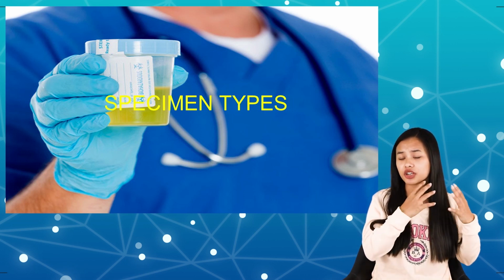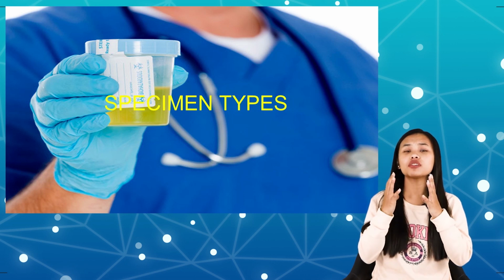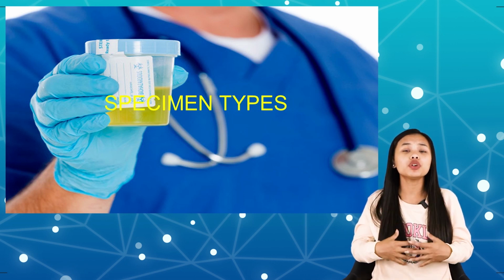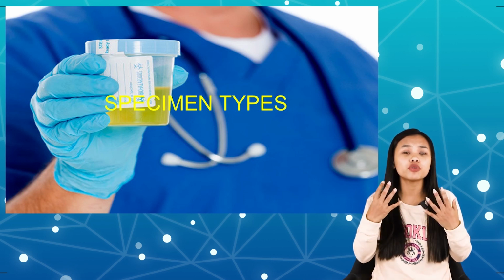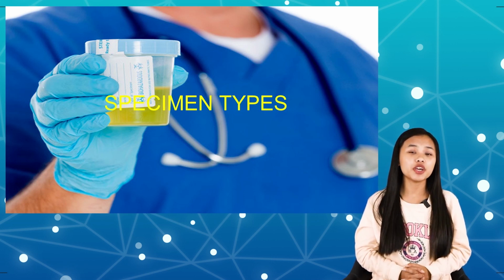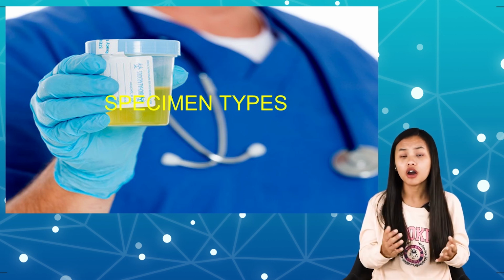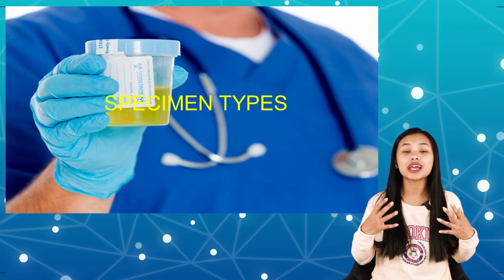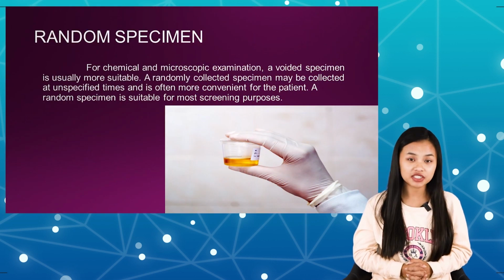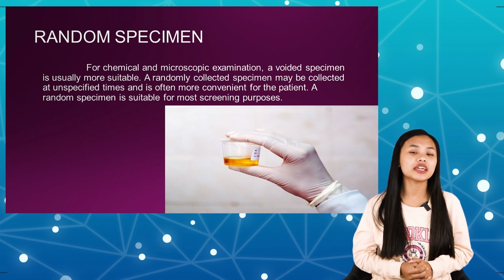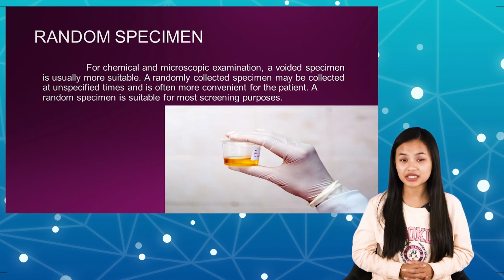So here, depending on the condition and also depending on the reason for why this has been collected, the way or the method which we will be telling the patient to collect their specimen might be different from one person to the other. For example, here we can tell them to collect the random specimen, where this random specimen is mainly done for any chemical or microscopic examination.